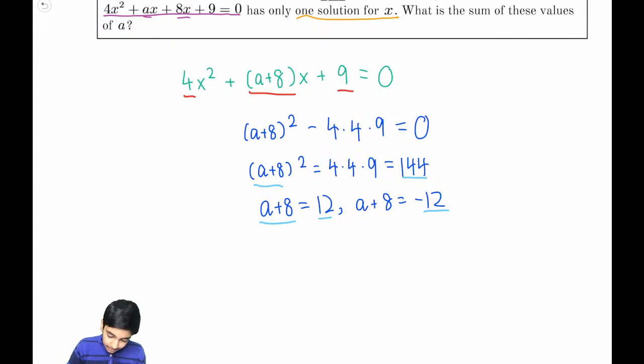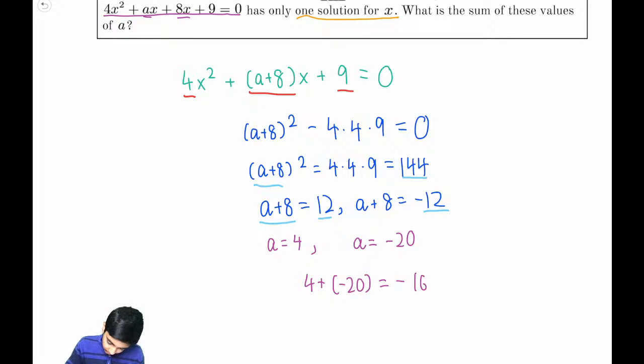So from here, we can solve for the value of a. We can see that a is going to be equal to 12 minus 8, or 4. We can also see here that in this case, we have a equal to negative 12 minus 8, or negative 20. So overall, the sum of the roots is just 4 plus negative 20, which is negative 16. The answer.